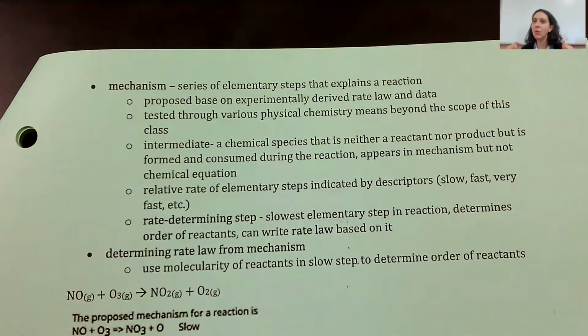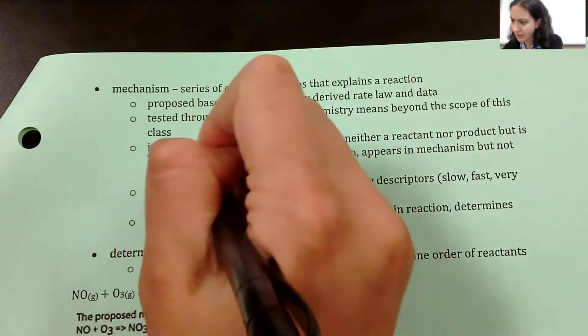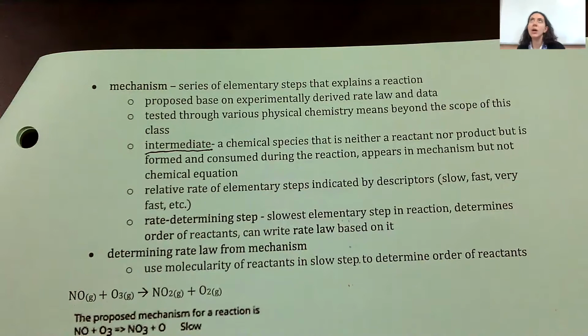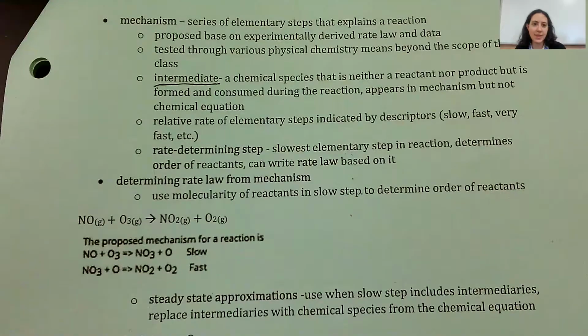Then they can come up with a mechanism where all of the steps have to add up to the chemical equation. So if there's any intermediates, they all have to cancel, which we'll talk about in a second. I didn't underline or bold that word; normally I would have underlined it. And the rate law, the slowest step or the rate determining step, has to agree with the data. So let's take a look at this example and we can go back and show you all of the steps.